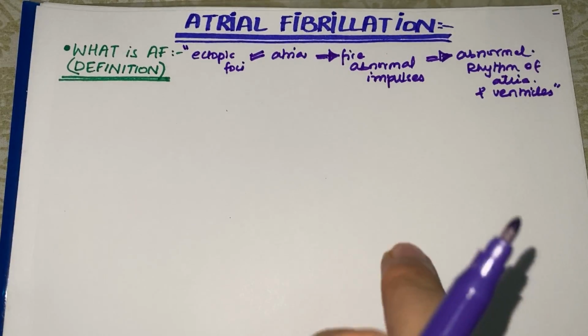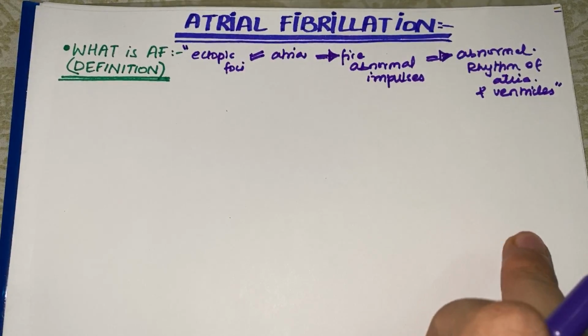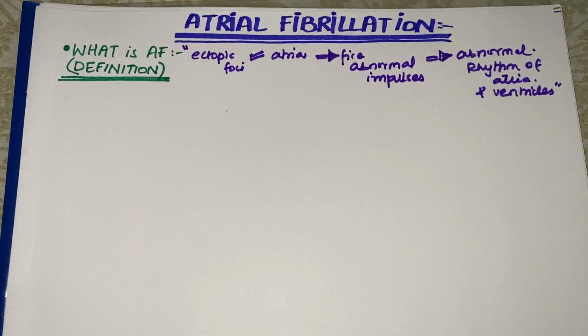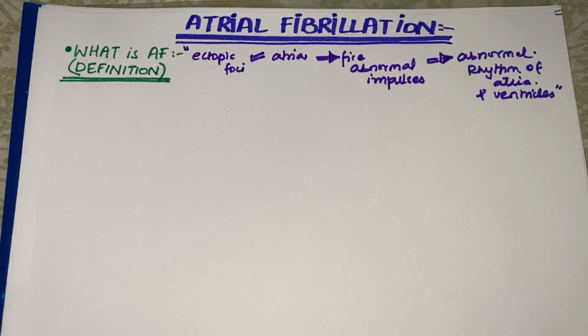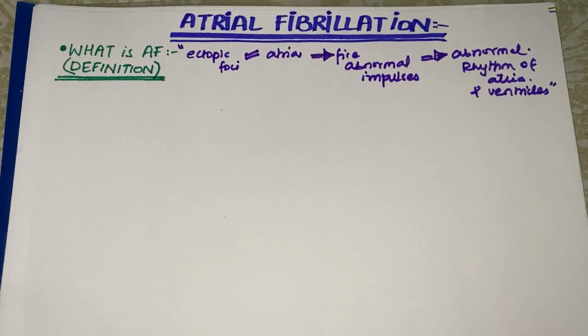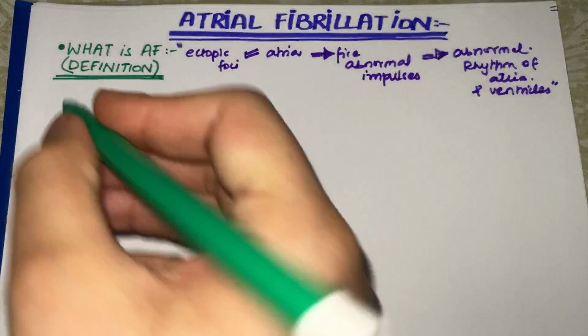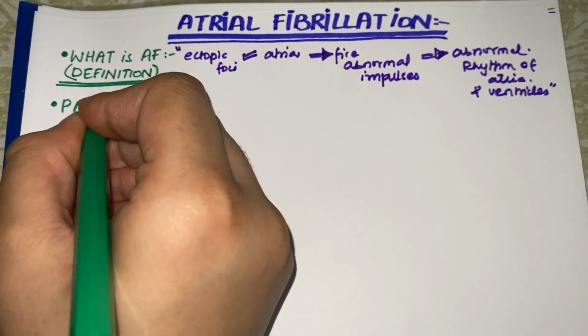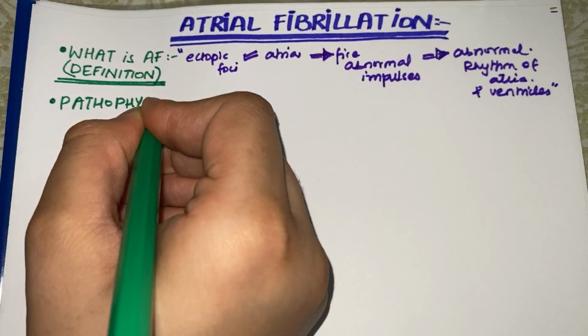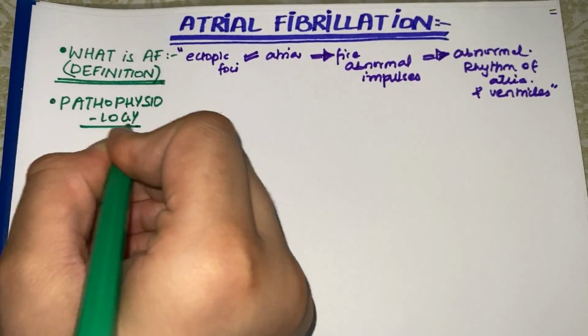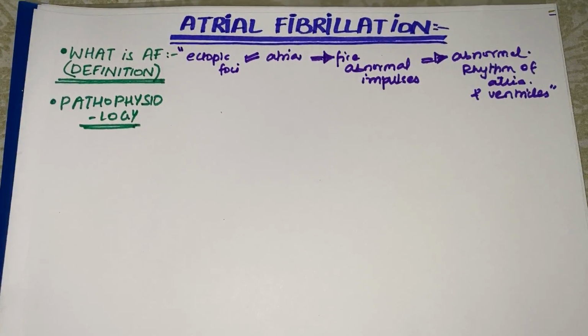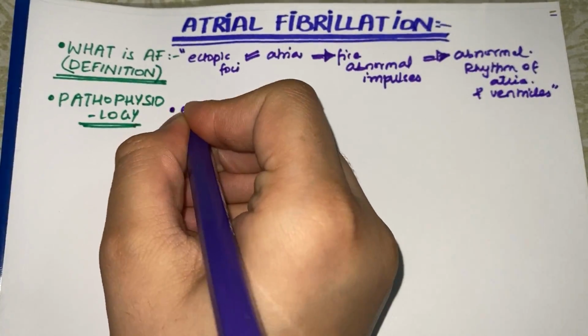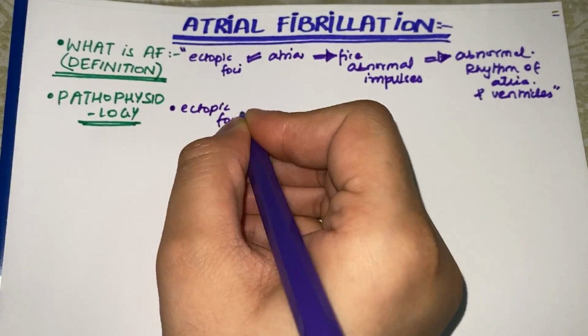Okay, now after listening to this whole definition, the first question that comes to your mind is: what are the ectopic foci, and how do they cause this abnormal rhythm of the atria and ventricles? So yes, now we will discuss the whole major pathophysiology that leads to atrial fibrillation. First of all, we will discuss what the ectopic foci are.